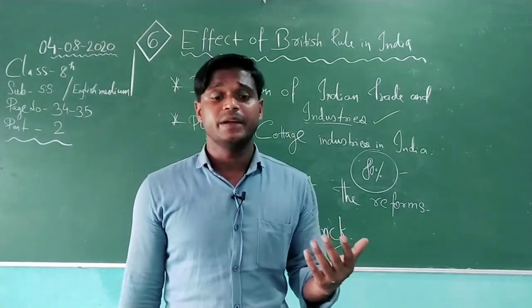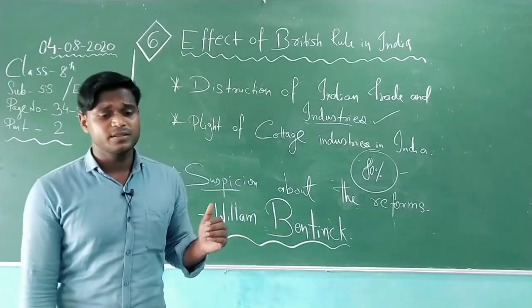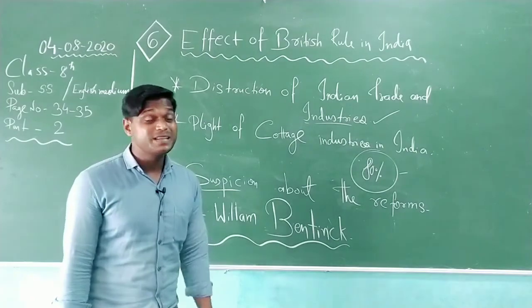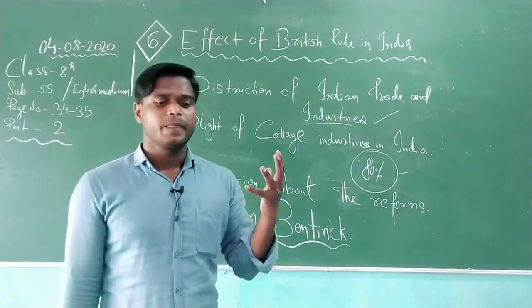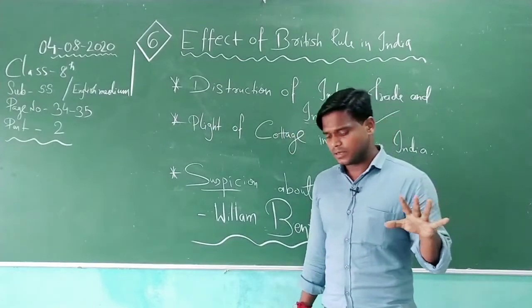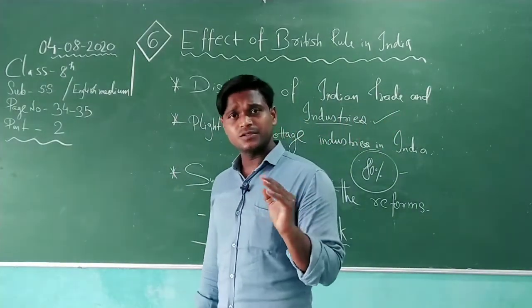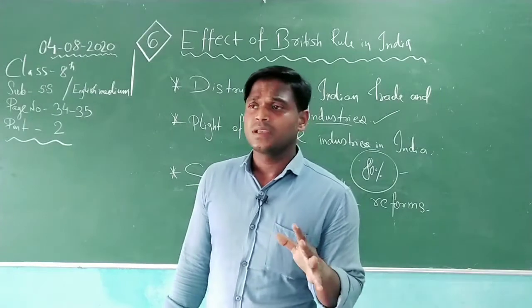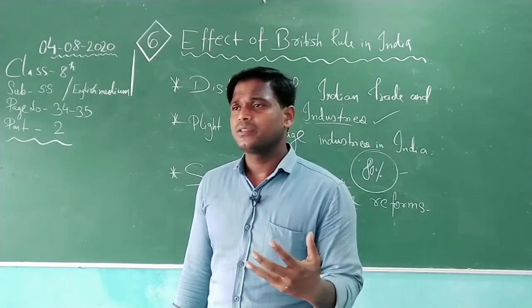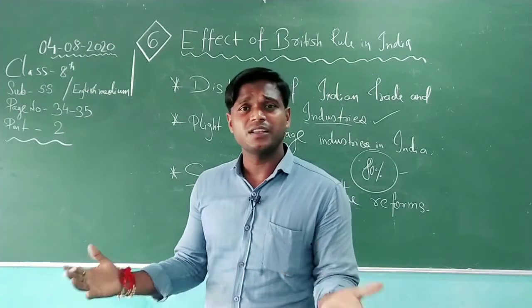Social reforms were made here, and somehow we can say that the orthodox class witnessed these reforms as auspicious, or we can say suspicious also. Suspicious means they were thinking that William Bentinck is a new person to India, and he does not know about the customs, the communalism, the religion of India. So he is actually destroying our religion.